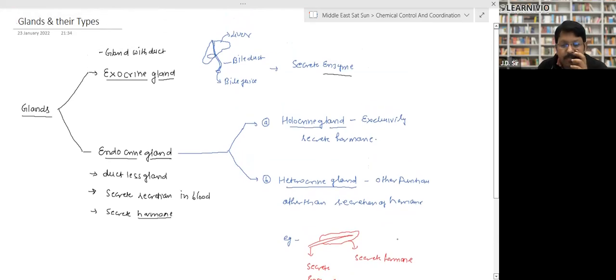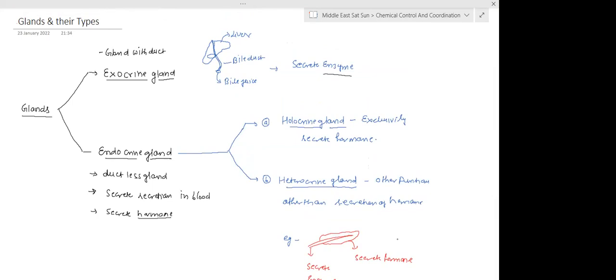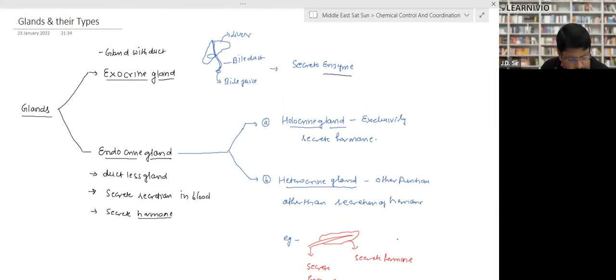So these are the types. Please note it down. Clear? Then I will dictate the same thing. Clear to all of you? Yes, guys? Yes, sir. Please note it down, and then I will explain.